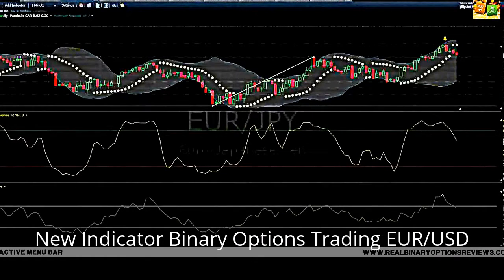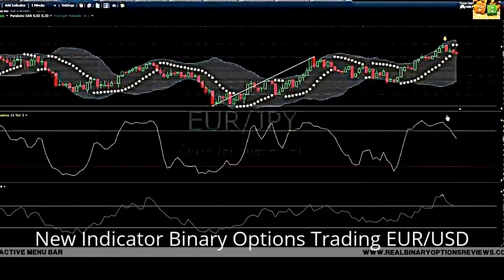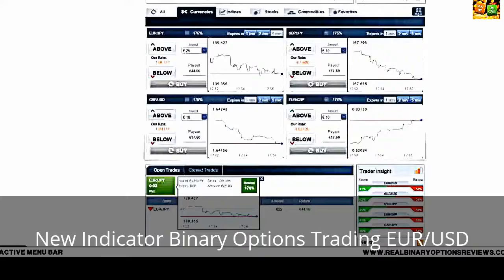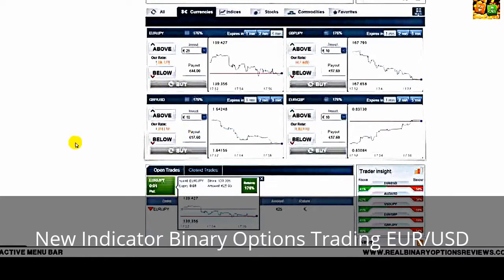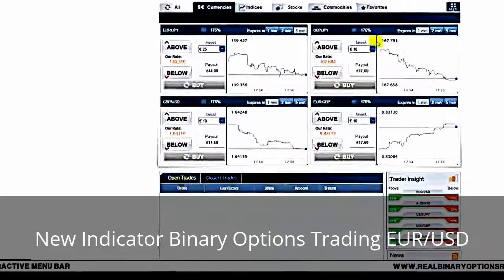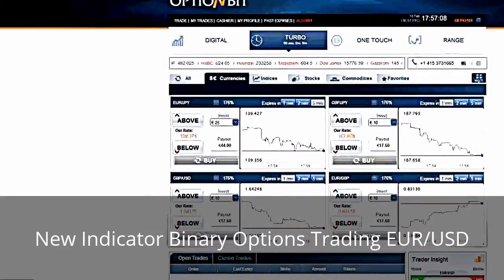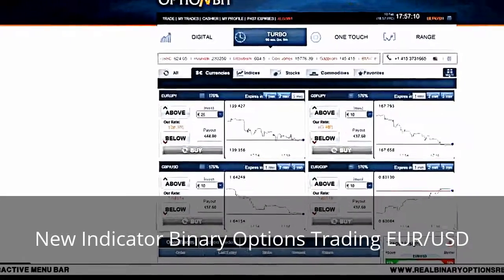And as you can see here, the Fibonacci line acted as the resistance level, and you can also see that my trade expired in the green and already the account balance is updated.